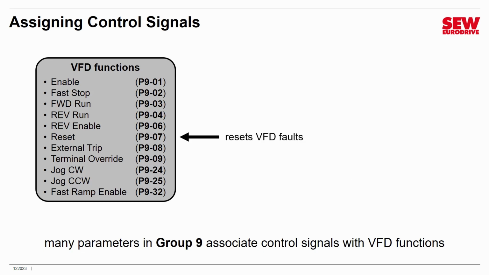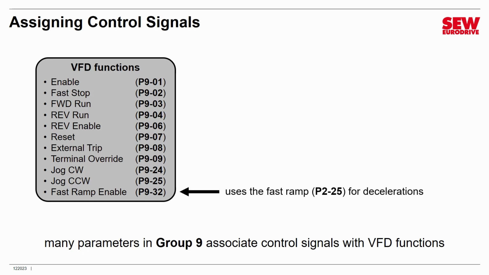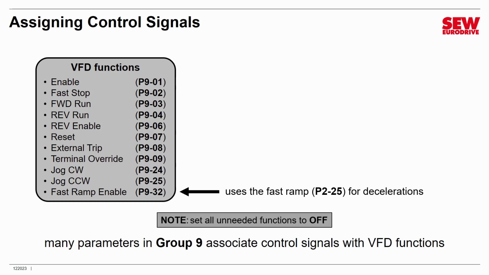Reset allows you to use a digital signal to reset any VFD faults. External trip is something we'll look at in a later session. It's used for monitoring external sensors. Fast ramp enable uses the fast ramp, which is in parameter 2-25, for all decelerations if you activate this function. And I'll just also mention here, if you aren't going to use a function, set it to off. So all unneeded functions should be turned off.